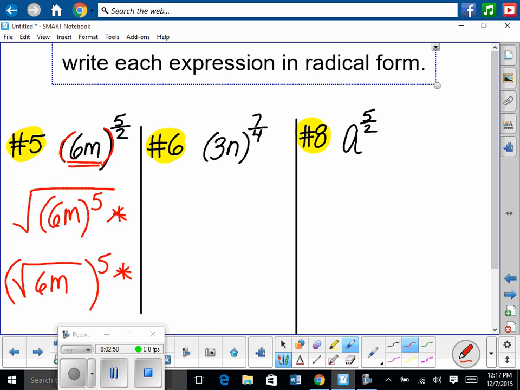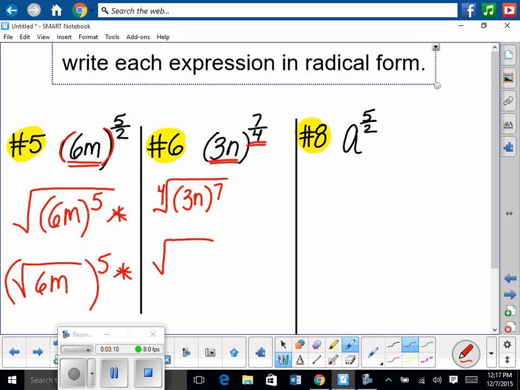So let's look at number 6. We have 3n raised to the 7/4 power. They're both in parentheses, so they're both being raised to the 7/4 power. So they're both under the same root, and it's a 4th root. Make sure to write your 4 nice and pretty, tucked in there tight in that root. And then we've got to put parentheses around 3n to the 7th power.